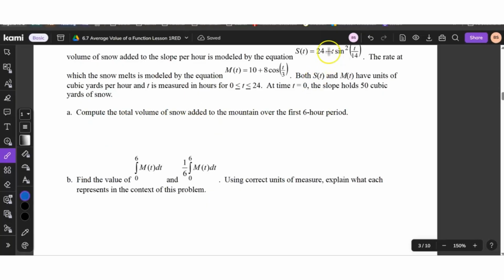Well, if this is how much is added, I would simply need to integrate from 0 to 6 my S of t function, (24 minus t) sine squared of t over 14, dt. Now, I cannot do that in my head because it is a product and chain rule. Actually, it's a double chain rule. To reverse those, we don't know how in AB. So we're going to put that into our calculator instead.